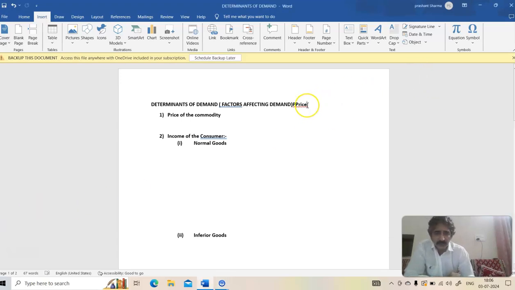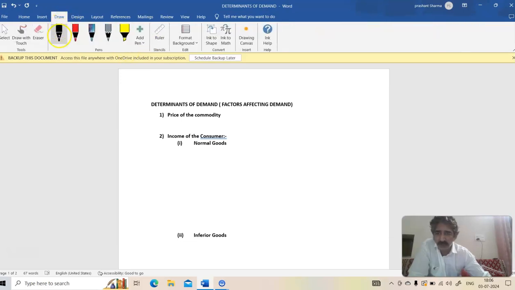So the factors affecting demand, first of all you can see is price of the commodity itself. How does it affect the demand for the product? As the price of the commodity rises, people buy less quantity of that because people find it costly. A normal consumer wants to buy more when he finds the product cheap, affordable. So, price of the commodity.